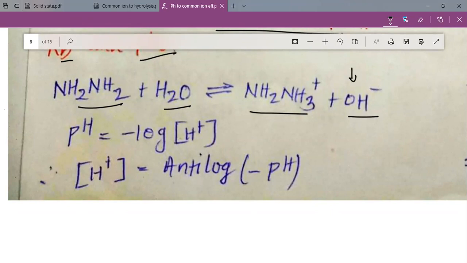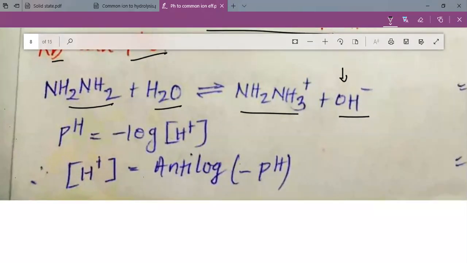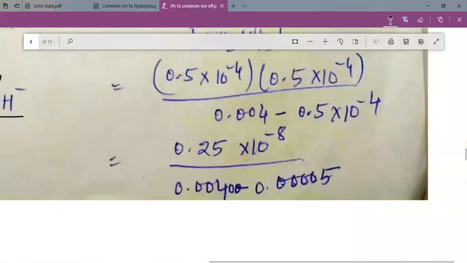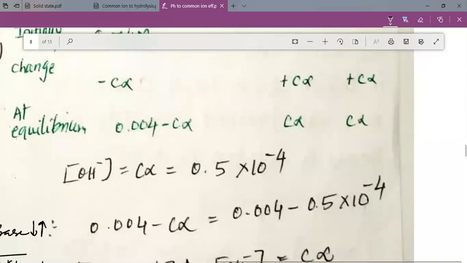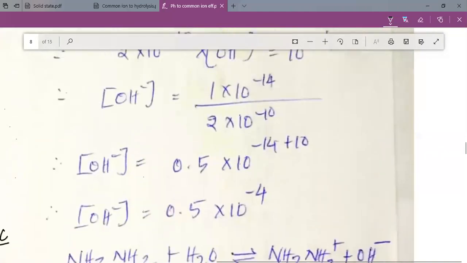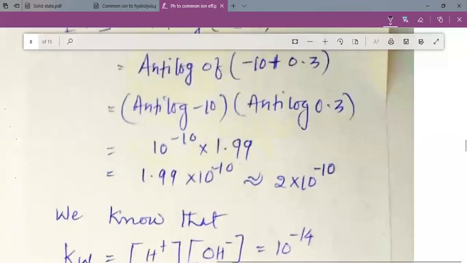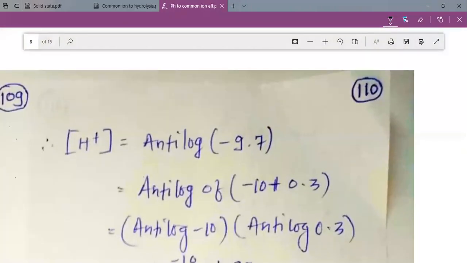So we can find out pH is equal to minus log of H plus, or H plus is equal to antilog of minus pH. These are the formulas that we can use and we can find out the answer for this question. Let us move forward and understand how we can solve this problem. So my dear students, we are given the value of pH. H plus concentration is equal to antilog of minus pH. We put the value of pH as 9.7, so it is the antilog of minus 9.7.